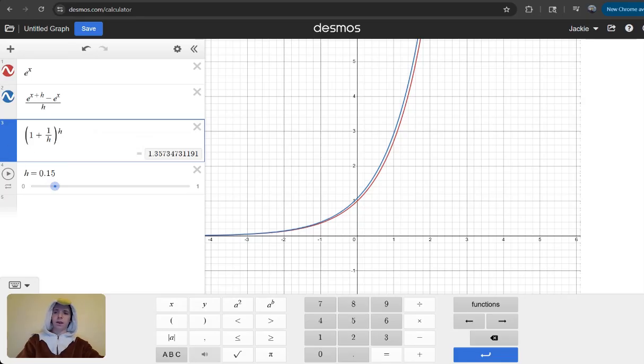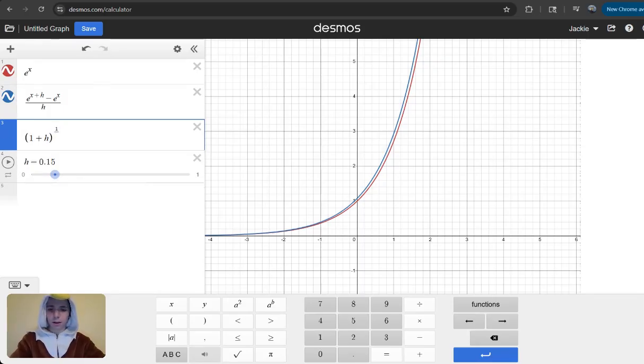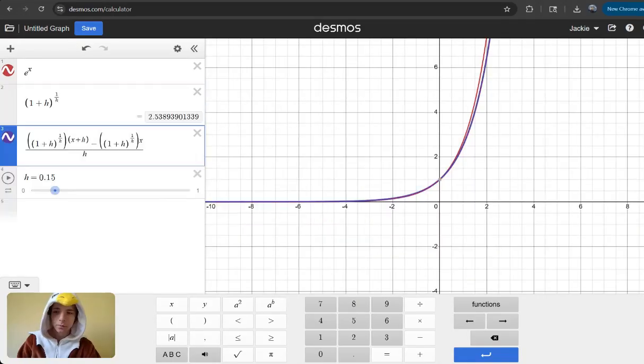It turns out that e is actually the limit as h goes to infinity of 1 plus 1 over h to the h. And if we change that up to be h going to 0, it turns into 1 plus h to the 1 over h. Now that means you can write the limit of e to the x plus h minus e to the x as this expression here. And now we can actually do some things with this expression.